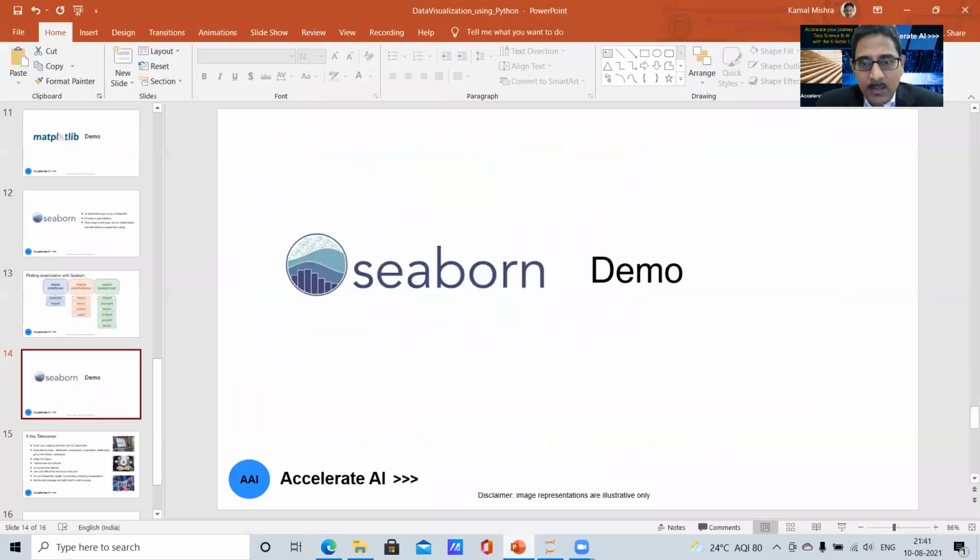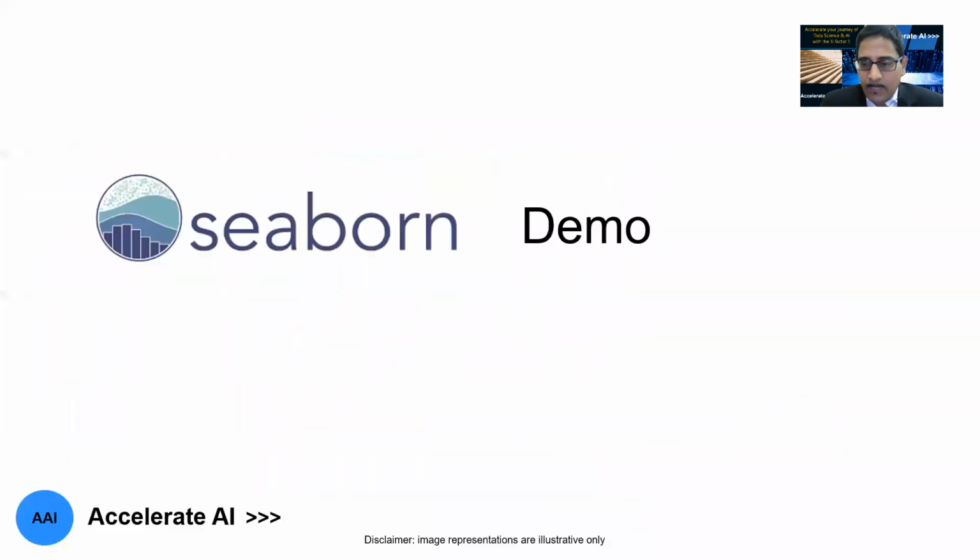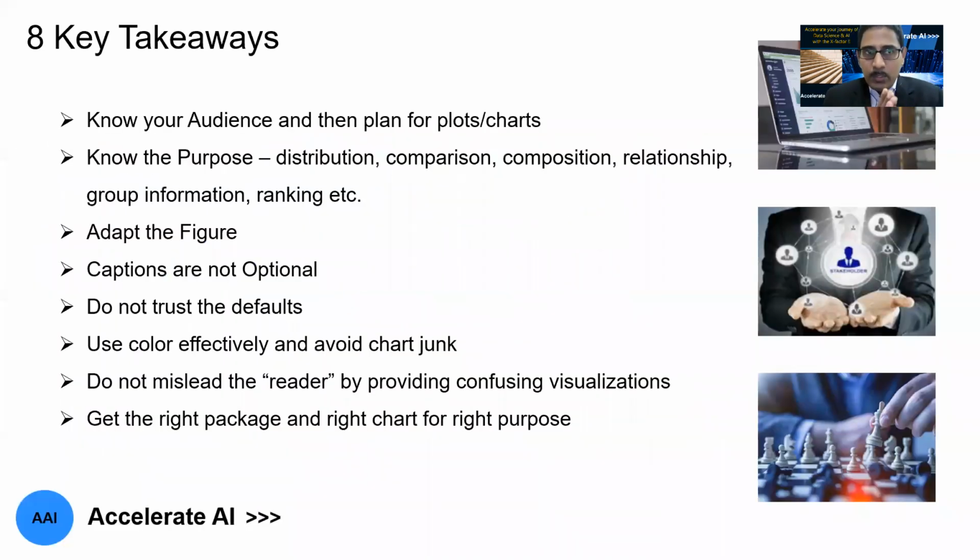So let me go back here. And if we were to get into 8 key takeaways: One, know your audience and plan for the plots and charts. It is very important. We need to understand the stakeholders, personas, and what they want. Accordingly, we can create appropriate charts using both Matplotlib and Seaborn. We also have to know the purpose, whether it's for distribution, comparison, which we have seen, group information, ranking, and so on.